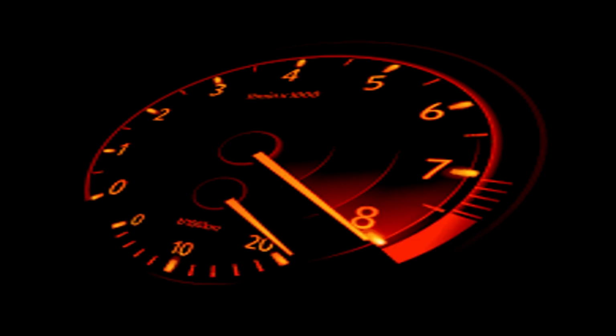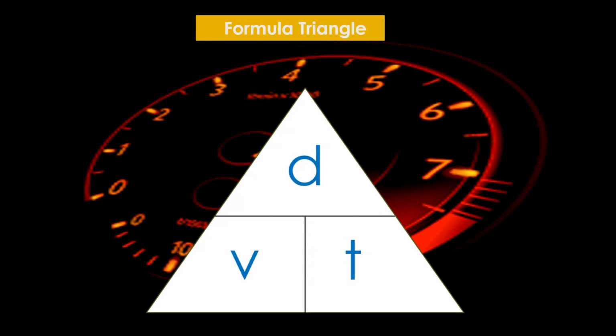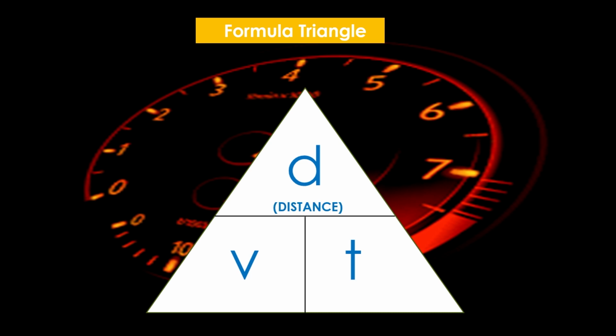But what if you keep on forgetting this formula? Or perhaps what's missing is not speed? What if speed is available and what you need to compute is distance? Or what if the teacher asks you to compute for the time? Well, don't worry, because we got a cheat sheet to easily identify and remember the formulas using this formula triangle for speed. D, which is always at the upper half of the triangle, represents distance. At the bottom half of the triangle, V is speed, while T represents time.